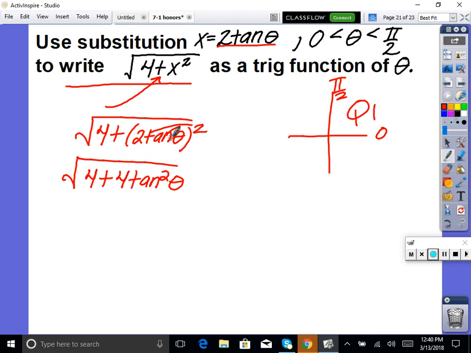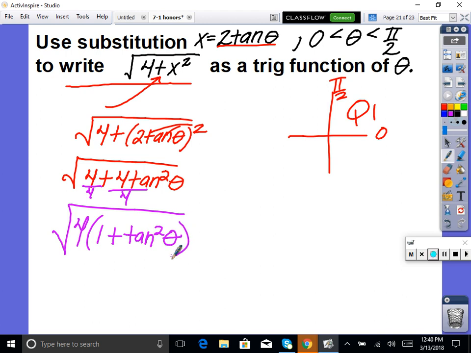Shouldn't I factor out a 4, guys? There's a 4 in each term. So I'm going to factor out a 4. Divide by 4, divide by 4. So then left is 1 plus tangent squared theta.